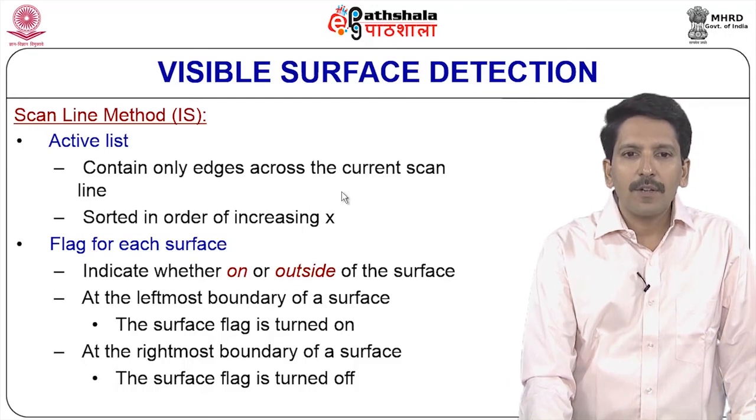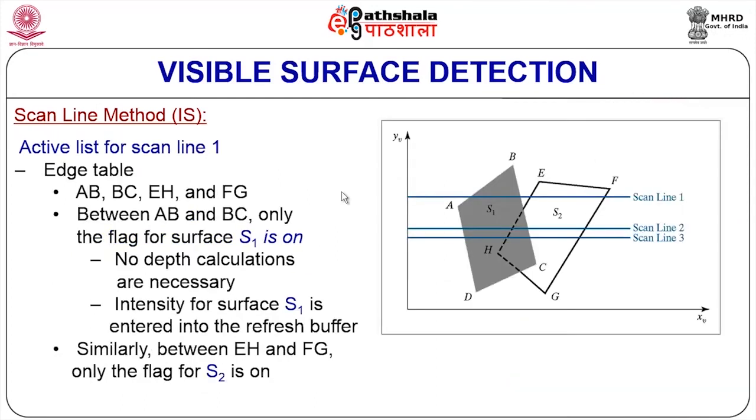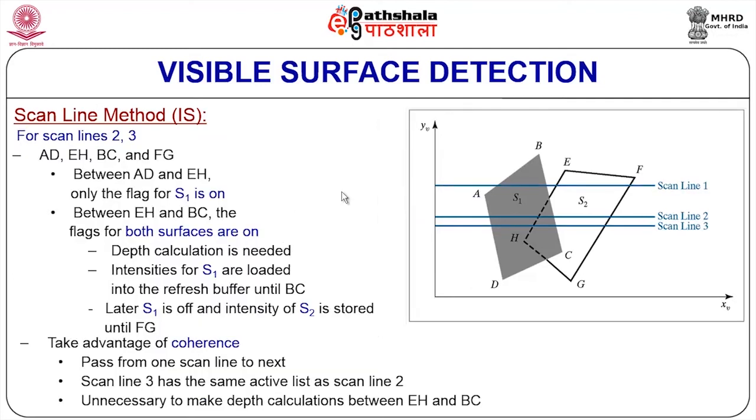At the leftmost boundary of the surface, the flag is turned on. At the rightmost boundary, the flag is turned off. This is an interesting method. No depth calculations are necessary for scan line 1, but for scan lines 2 and 3 we may have to compute the depths. For scan line 1, the intensity is either S1 on or S2 on, as you can see in the slide.